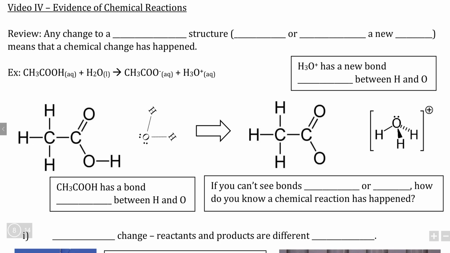In this video, we're going to look at how to identify whether a chemical reaction or chemical change has occurred. When you learned the difference between chemical and physical changes, you learned that any change that occurs to the chemical structure of a substance means that a chemical change has occurred, but we never actually talked about what this means.